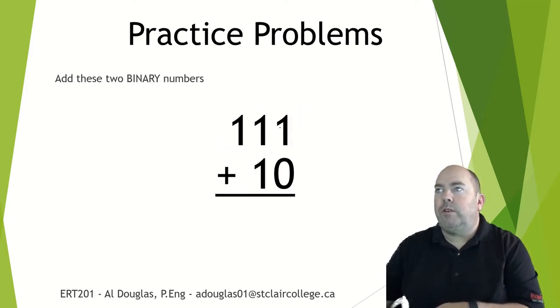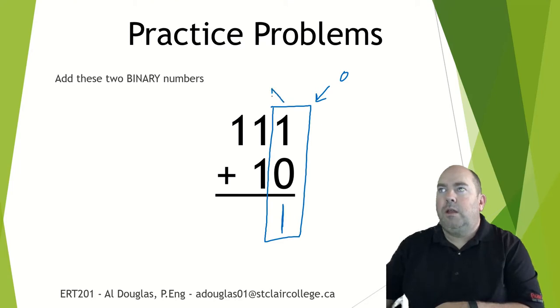So when I look at this here, 0 and 1 together gives me a 1. I didn't have anything coming in. I've got nothing going out. 1 and 1 together plus nothing coming in gives me a 0. Gives me a 1 coming out.